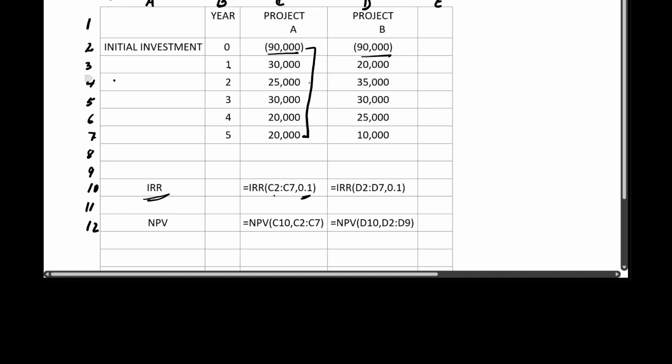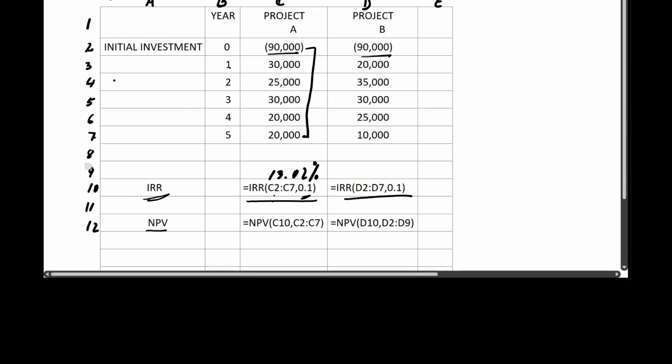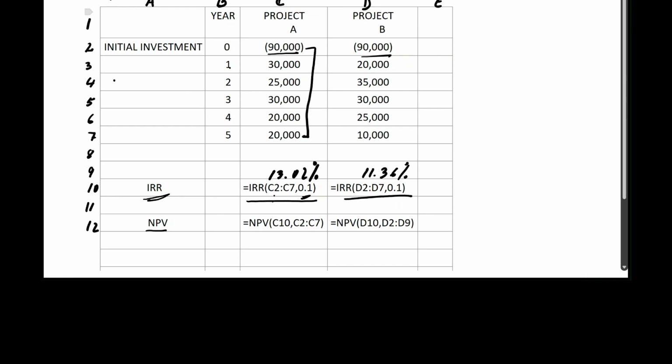You put all your data from your initial investment all the way to the last cash flow that you get, and you do the same for the other project. So in this project we get 13.02%, and here 11.36%. Okay, this is the IRR for both projects.